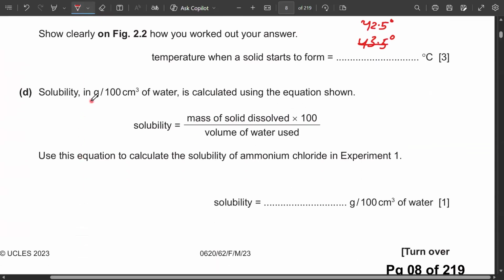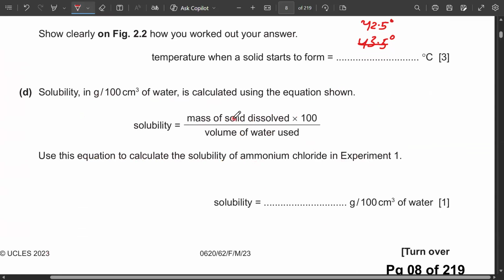D, solubility in gram per 100 cm water is calculated using the equation shown. Solubility is the mass of solid into 100 divided by volume of the water used. Use this equation to calculate the solubility of the ammonium chloride in experiment 1. You have to use this formula and the values from experiment 1 to find the solubility.